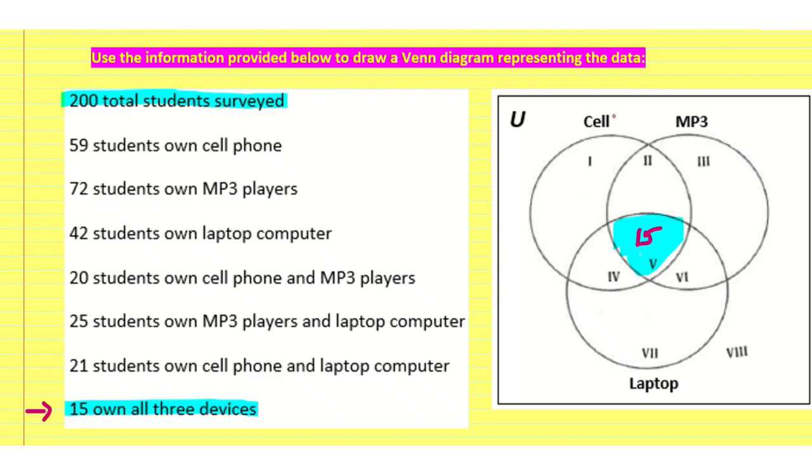This little section is part of the cell phone circle. This little section is also part of the MP3 circle, and this little section is also part of the laptop section. So that is the intersection of all three circles, and that will go in the middle of our Venn diagram. And that's where we need to start, is in the middle.